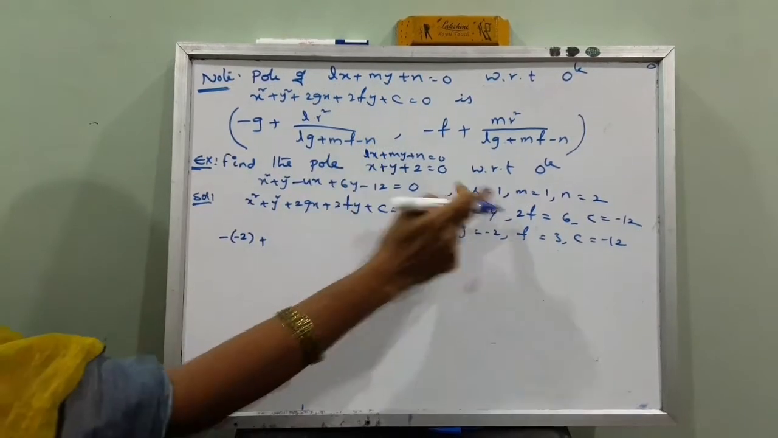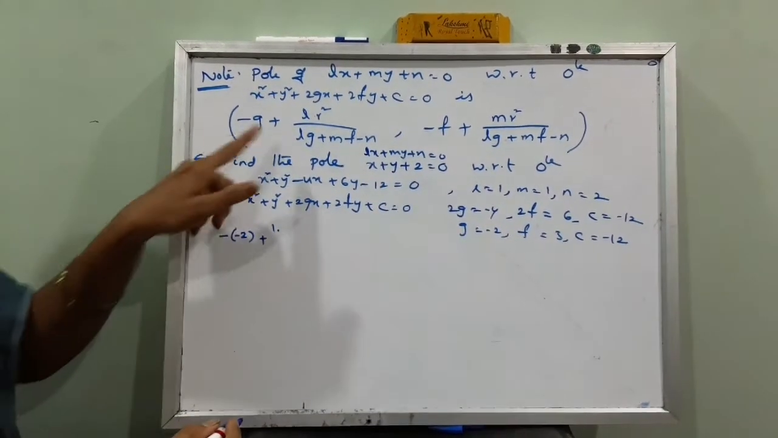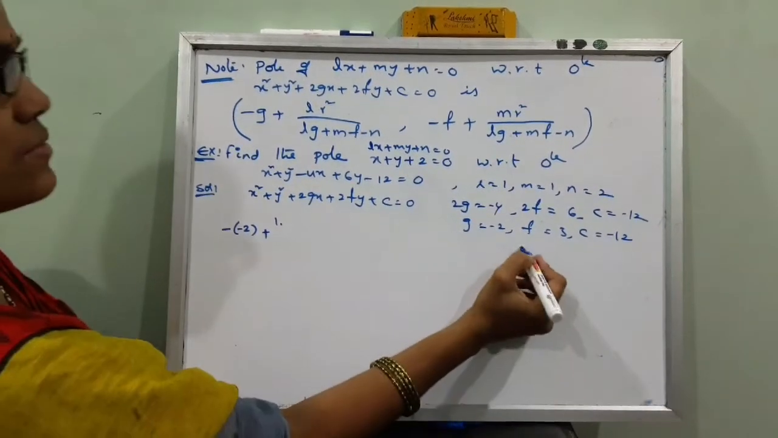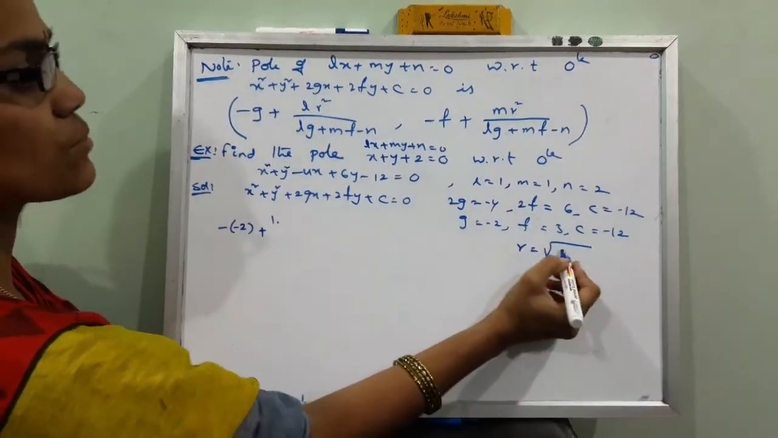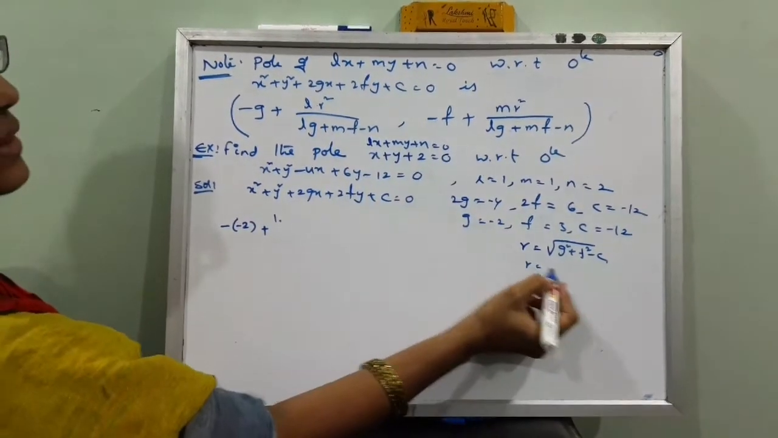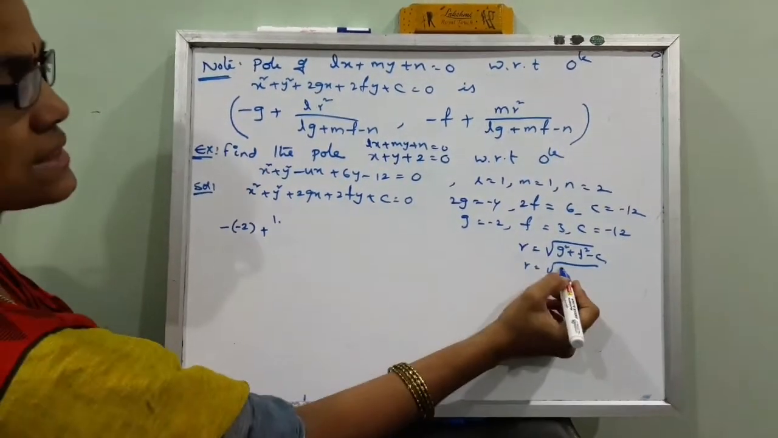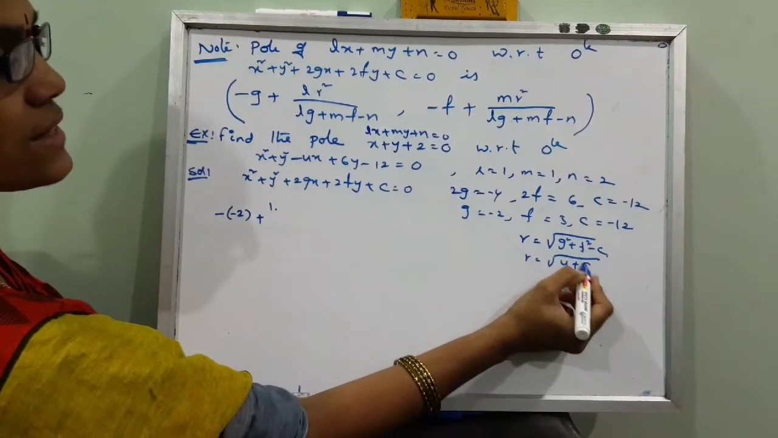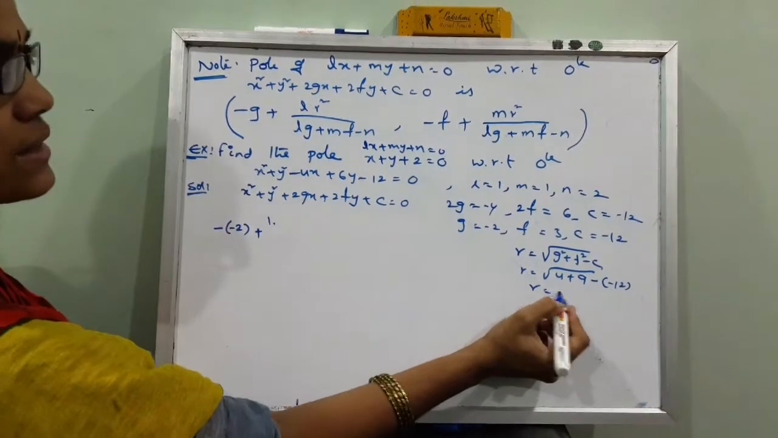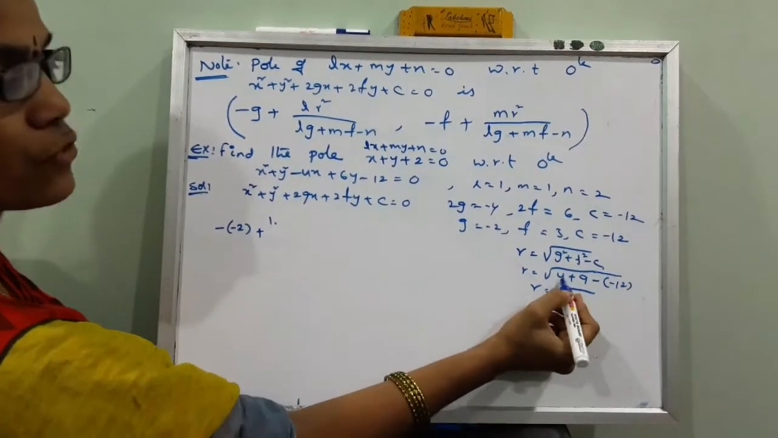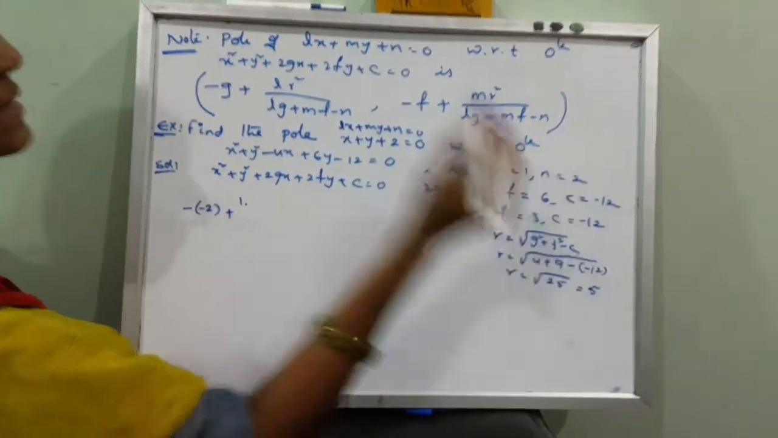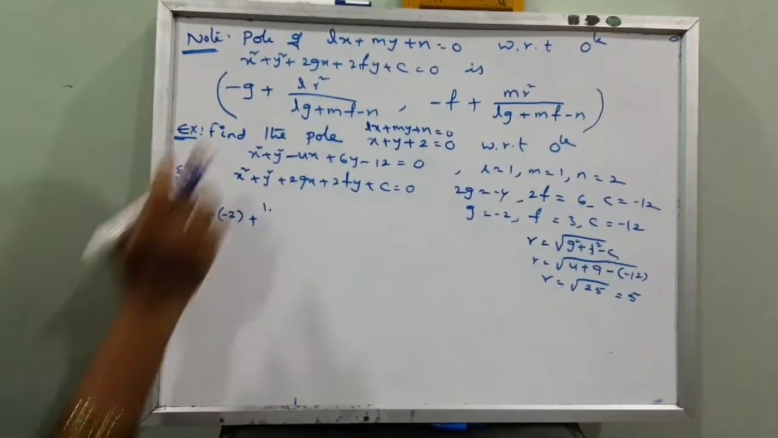Now l r square, 1 into r square, r is nothing but radius. What is the radius for the general form of a circle? Square root of g square plus f square minus c. Then r is equal to under root g square 4 plus f square 9 minus c, minus of minus 12. Then r is equal to 4 plus 9 is 13, 13 plus 12 is 25. Root 25 is 5. Therefore r is equal to 5.